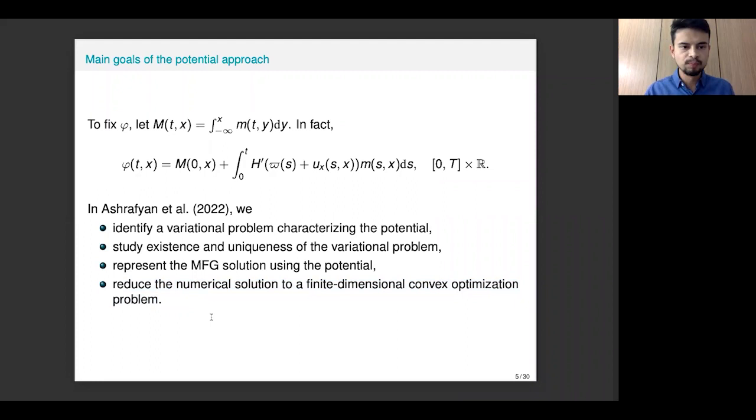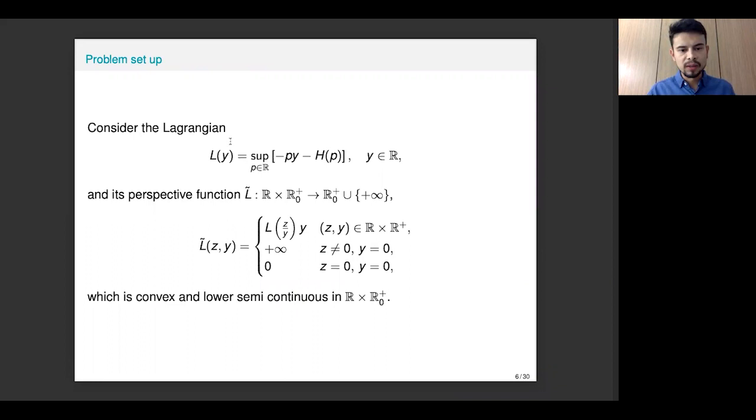To introduce this variational problem, let me start by considering the Lagrangian. As usual, you take the Hamiltonian that is given in the mean-field game and consider its Lagrangian transform. The next step to set up the variational problem is to consider a standard notion in variational analysis, which is the perspective function. Here I'm showing the definition, but the most remarkable properties are that it is convex and lower semi-continuous. And if you are familiar with variational approaches, this is exactly what you want, because at some point you are going to take minimizing sequences and you want some sort of convergence for these minimizing sequences.